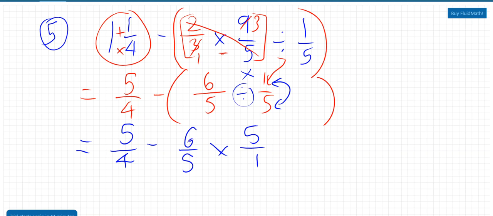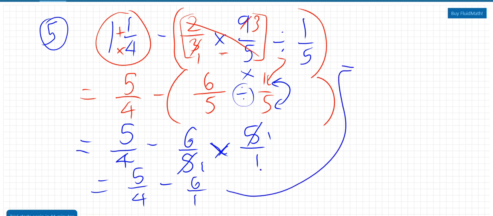If you don't want to use brackets, you don't have to, but I put them in there to show myself that I'm doing that bit first. Don't forget I'm still working on multiplication because that comes first. And now cancel my 5s out, simplify before we multiply. And now I end up with 5 over 4, take away. I've got 6 times 1 is 6, over 1 times 1 is 1. So I'll continue it up here. I now have 5 over 4, take away 6 over 1. Now I can do my subtraction because everything else is now taken care of.